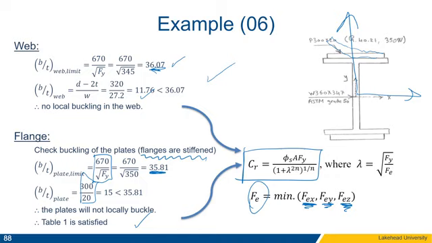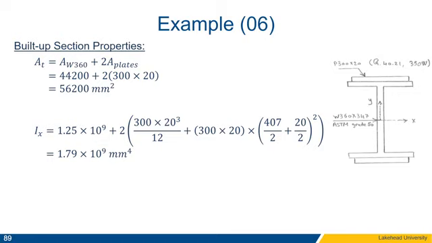All the remaining parts in this example will be similar to the previous example, except for two aspects. First, we need to check the updated section properties, areas, inertias, and rx and ry for the combined section. And the second thing is the buckling length in the y direction. It will be shortened due to the lateral support. So we need to check the properties of the built-up section.